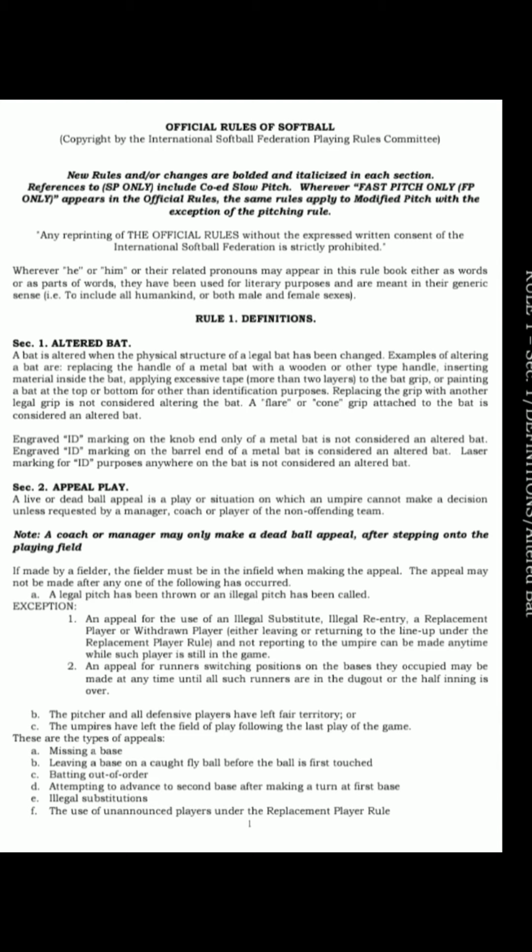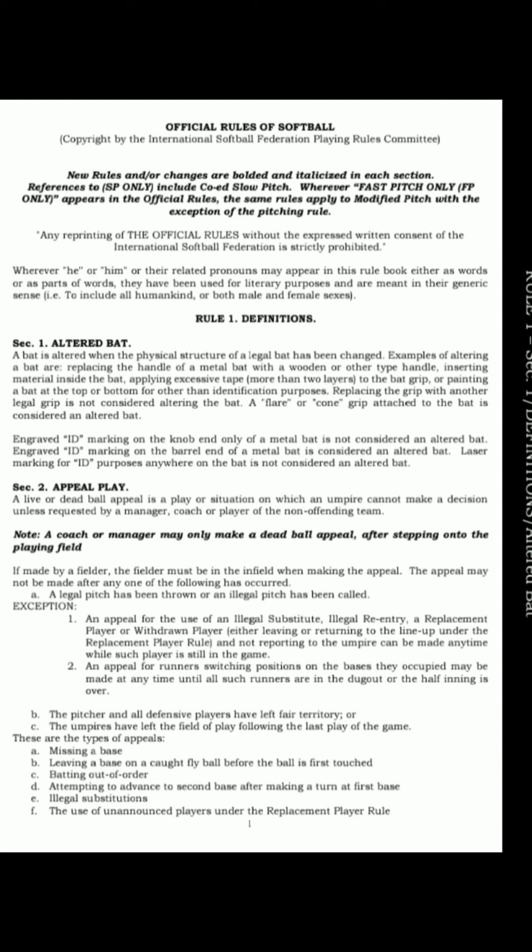Softball. Rule number 1 is the definition. Section 1, altered bat. A bat is altered when the physical structure of a legal bat has been changed. Examples of altering a bat are, first, replacing the handle of a metal bat with a wooden or taped handle. Second is inserting material inside the bat.